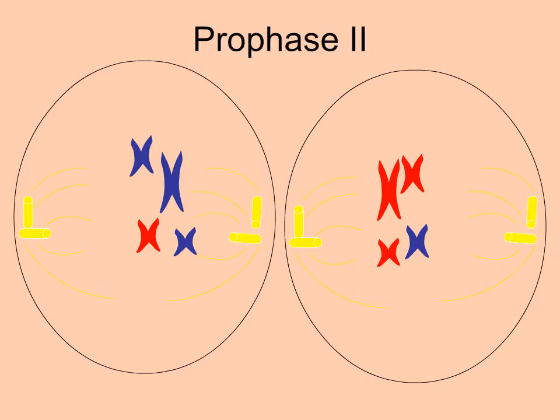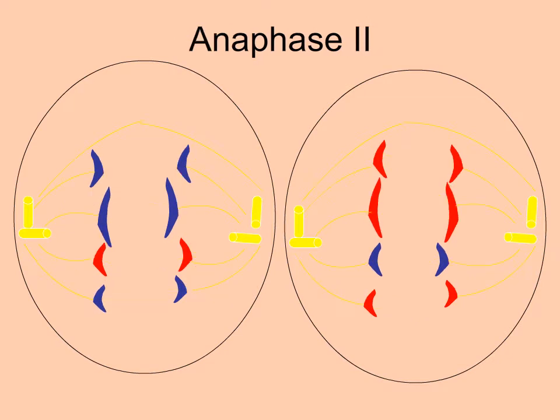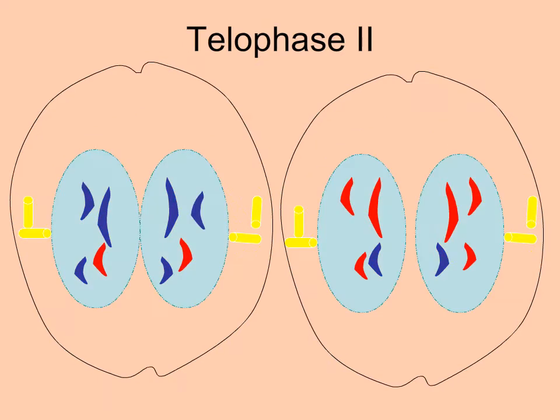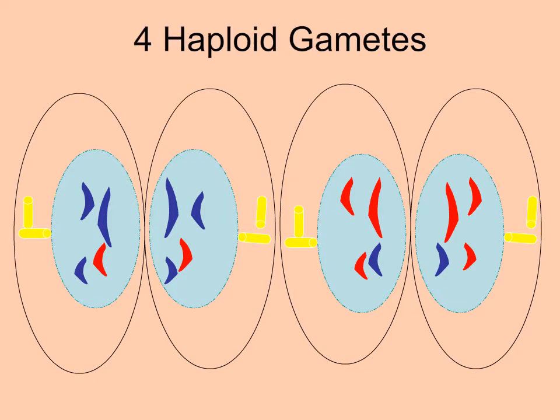In prophase 2, the spindle forms and attaches to the chromatids. In metaphase 2, the chromatids line up at the midplane. In anaphase 2, the chromatids separate. In telophase 2, the nuclei reform. And cytokinesis creates 4 daughter cells. Remember, 4 haploid cells are created by meiosis.